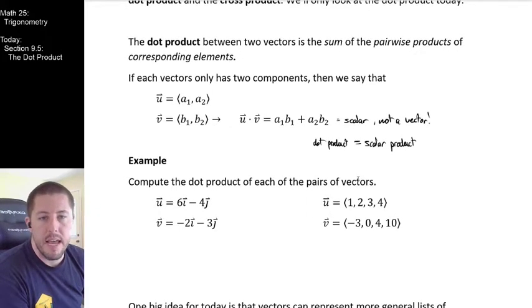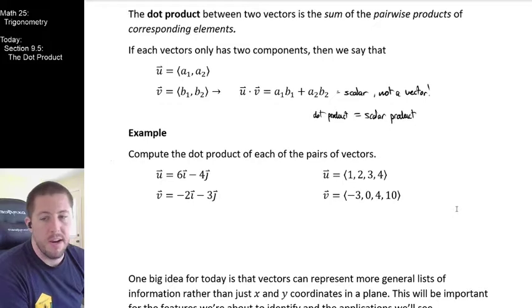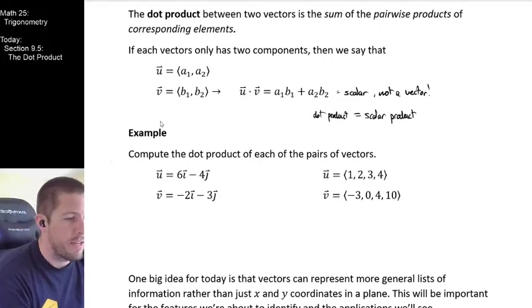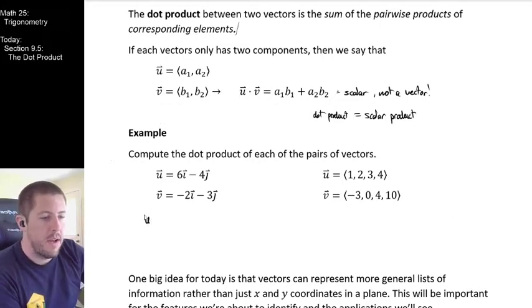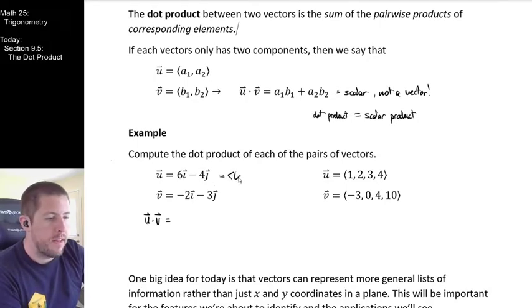So let's go ahead and look at an example of a couple of dot products right here. This computation is really, really easy. We just want to make sure we see what's happening. When I dot u with v, all we're going to do is take the product of the first two components plus the product of the second two components. Remember that we've got lots of different notations for these vectors. We sometimes use the angle brackets. We sometimes use the i j component notation.